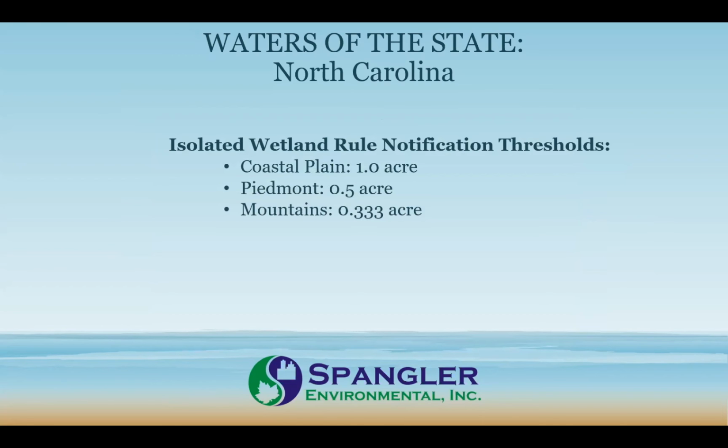The notification thresholds for the isolated wetland rule are different, as you can see, by physiographic province. In the coastal plain, the notification threshold is greater than 1 acre of impact. In the Piedmont, it's half an acre, and in the mountains, it's a third of an acre. And that's been in place for quite some time.